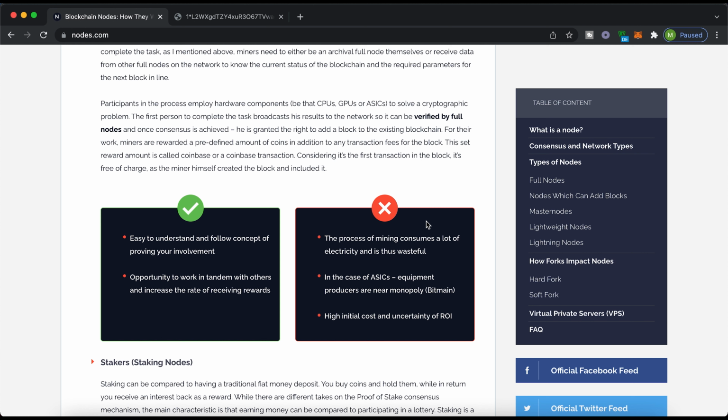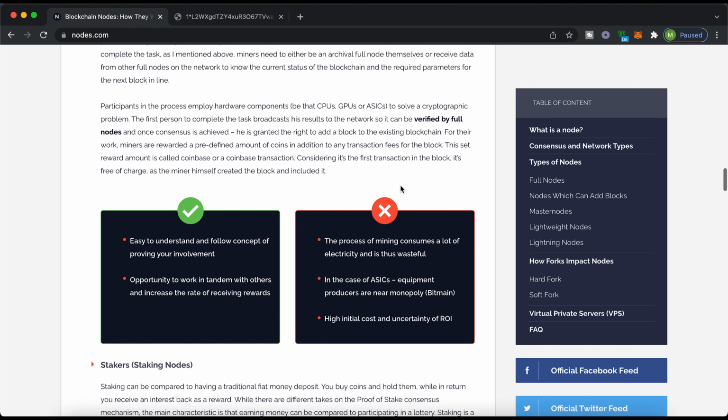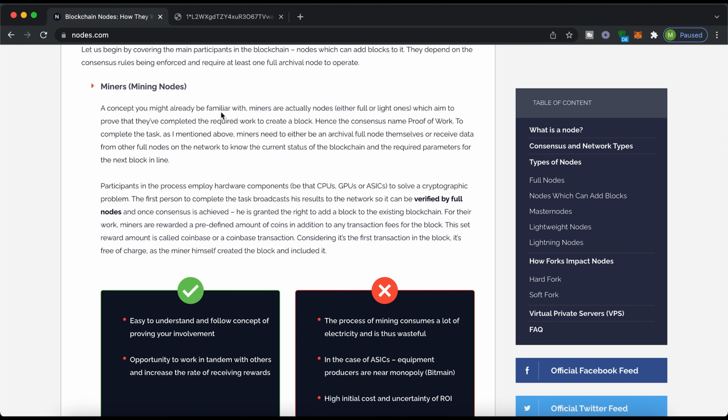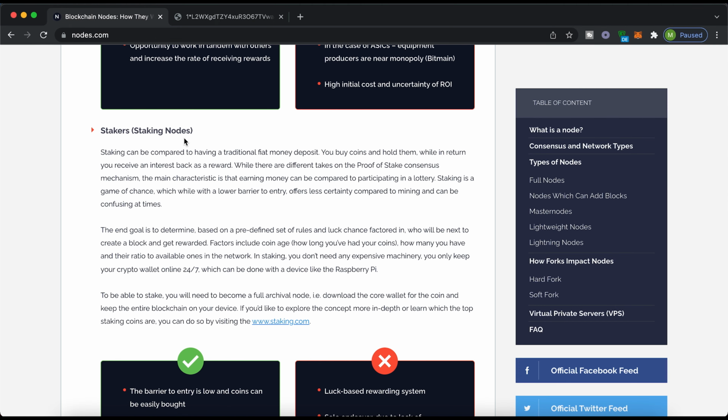So your rewards could be lower or even greater, give or take, depending on the market and what people are doing. This is also considered proof of work. If you guys didn't know, this is proof of work. And for the second one, stakers, staking nodes, this is considered proof of stake.